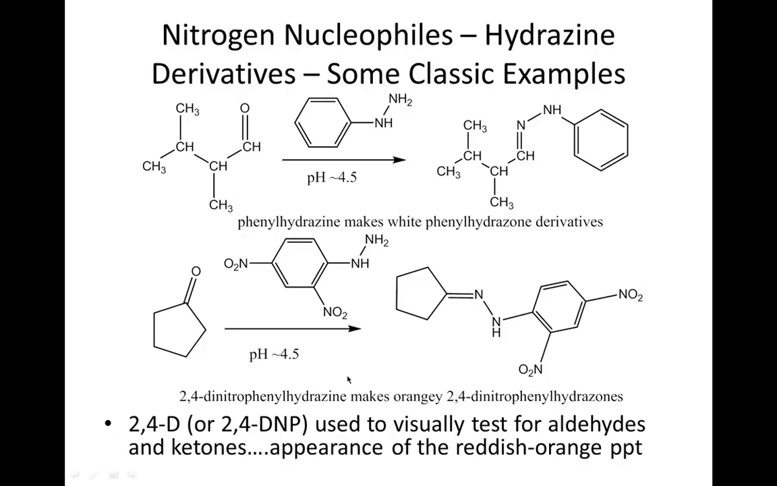This is 2,4-dinitrophenylhydrazine. The products are called 2,4-dinitrophenylhydrazones, or 2,4-DNP derivatives. We use this reaction to test for the presence of an aldehyde or ketone. So you've got everything in solution, you get a precipitate, and that's a positive test. The visual formation of that precipitate tells you that you have an aldehyde or a ketone. And so that's kind of a classic test.